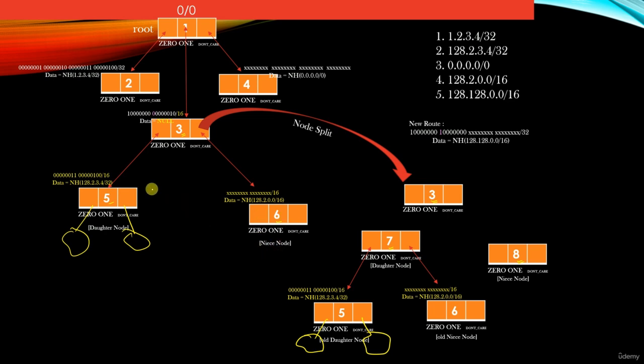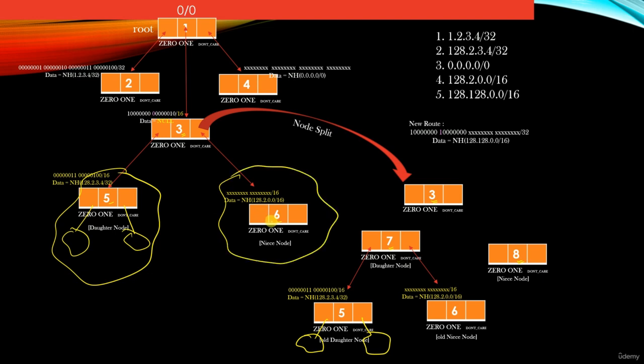When I say moving the children, that is node number 5 and 6, it simply means I am moving the entire subtree which is rooted at node number 5 and the entire subtree which is rooted at node number 6 from node number 3 to node number 7. So remember that we are not just moving the children, we are moving the entire subtree.